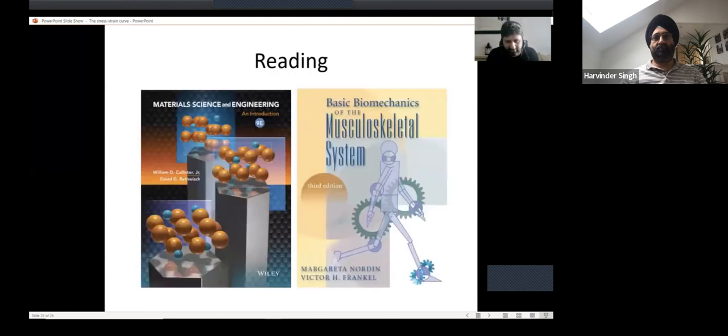This is the reading that I would recommend for basic science: Callister for materials, and Nordin and Frankel for biomechanics. Thank you. All the best.